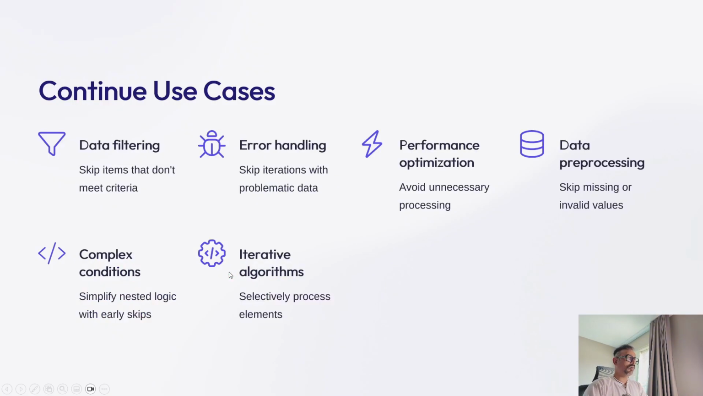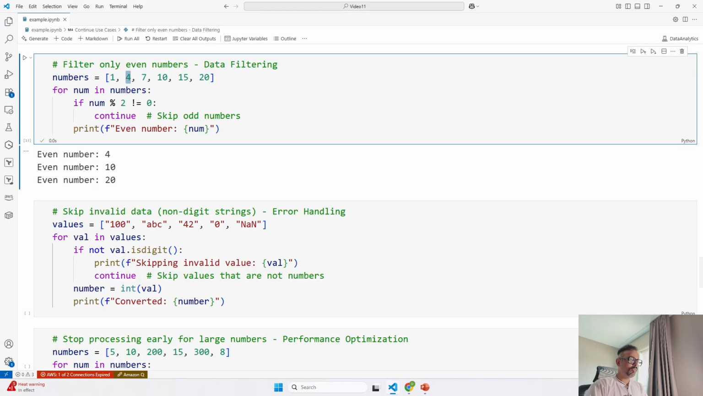Now we will talk about our second use case, that is error handling. Here we are looping through a list of string values. Even though I have written 142, if you look carefully, everything is in double quotes. That means all the values inside are string values. Before converting, we check if it is a digit or not.